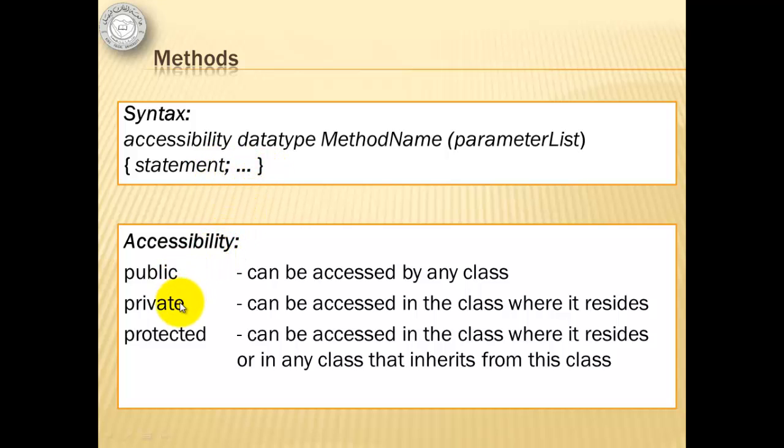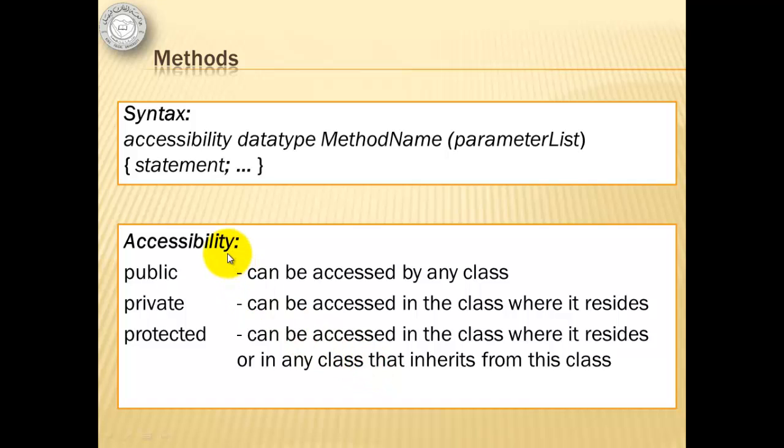Accessibility can be public, private, or protected. Public means that it can be accessed by any class. Private means that it can be accessed only in the class where it resides. Protected means that it can be accessed in the class where it resides or in any class that inherits from this class. Though these three are the most often used, there are two other accessibility options, internal and protected internal.